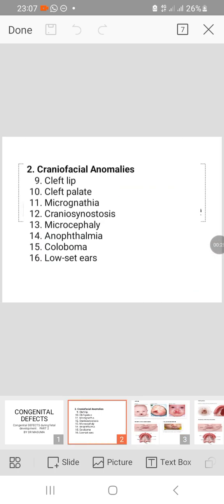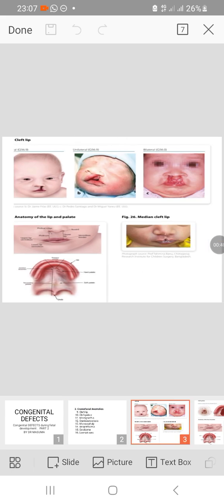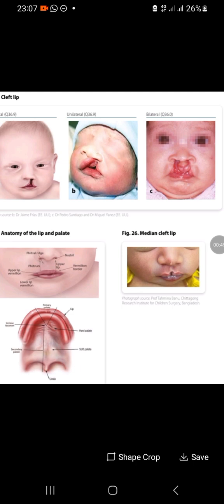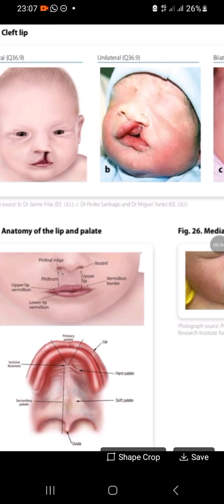So these craniofacial anomalies are a result of failure of the fusion of the neural crest cells during the formation of the regions of the body. So here we go, there is cleft lip. This is the cleft lip, right? Cleft lip here. So we are seeing that there is separation on the upper lip.